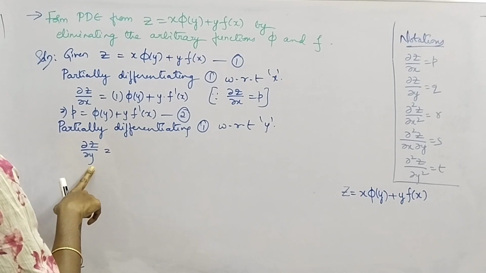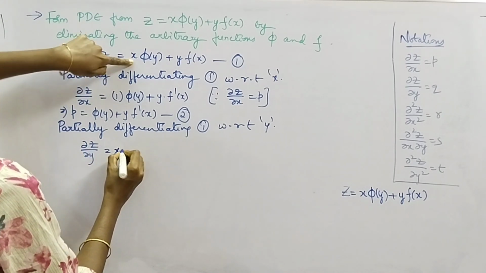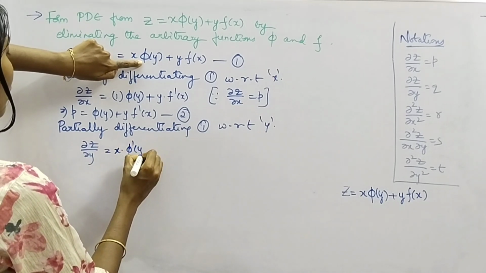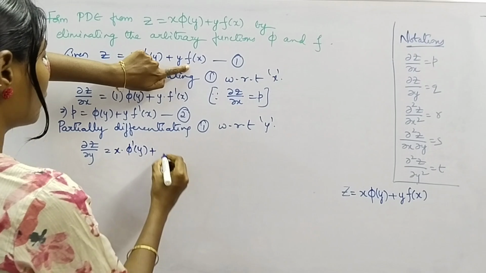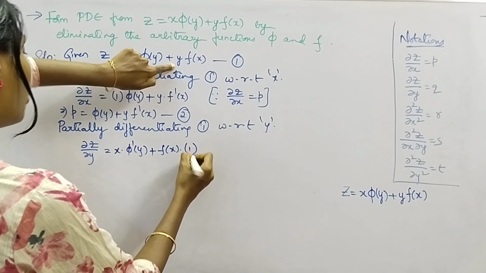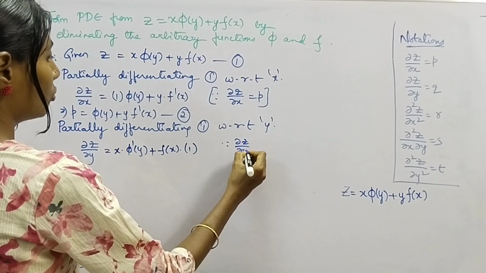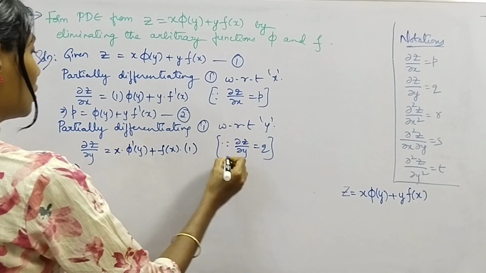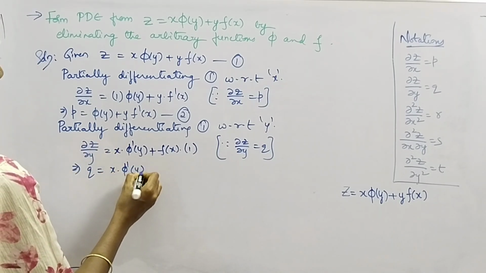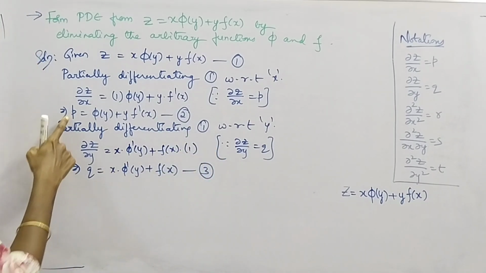Since we are partially differentiating with respect to y, we'll treat x as constant. Constant x into the partial derivative of phi of y with respect to y is phi dash of y, plus constant f of x into the partial derivative of y with respect to y is 1. Since dou z by dou y equal to q, we'll get q equal to x into phi dash of y plus f of x. We got equation number 3. We got p and q.